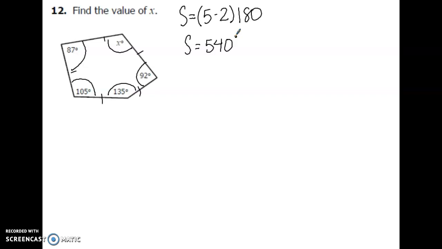And so what you can do here is take your 540 and then subtract the rest of the angles that you are given. So you would say minus 87, minus 105, minus 135, and then lastly minus 92. You can add all of them up and then subtract them from 540. I'm just lazy and might as well press all the buttons now. But at the end of the day, you should get 121 degrees as your answer.